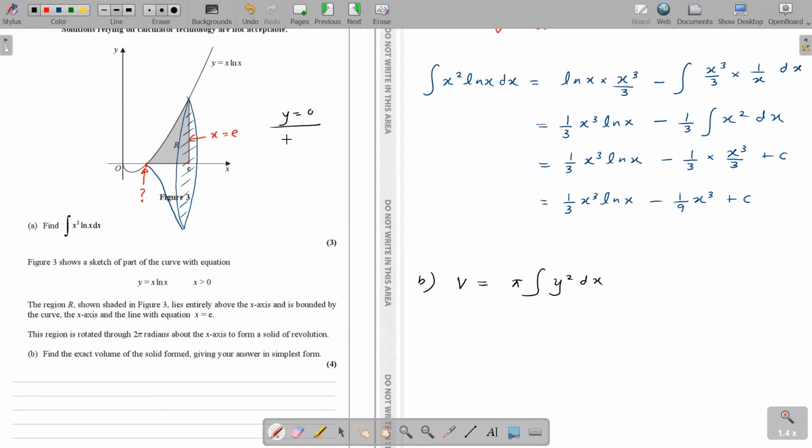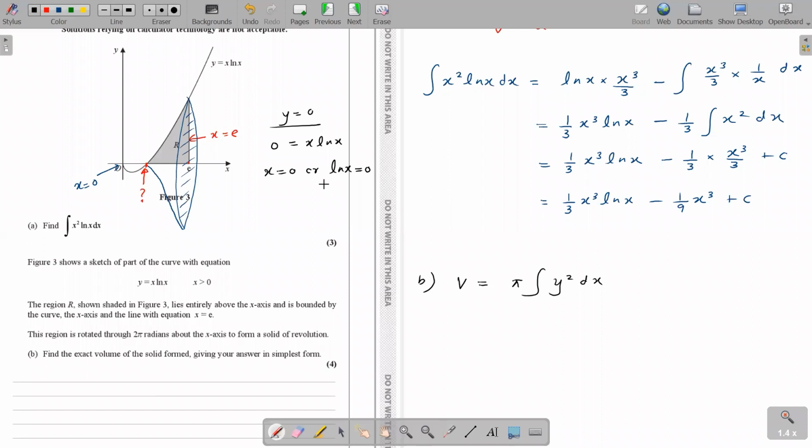Input y as 0: 0 equals x ln x. What does it mean? It means x is 0 or ln x is 0. Are you with me? So x equals 0 is this point, and I don't need that. I need the other one. So how do I get the other one? We have to go with ln x equals 0.